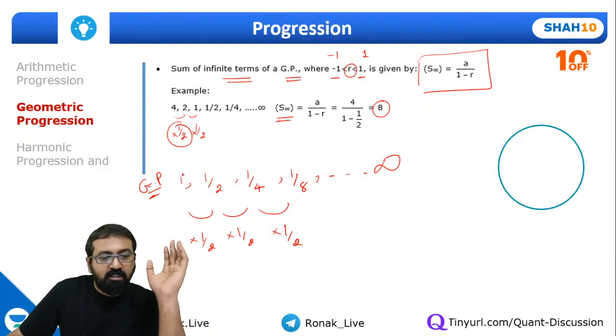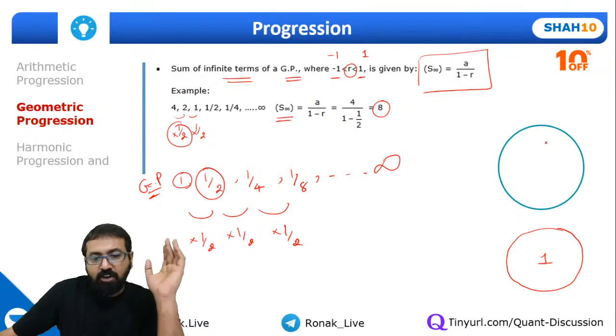Let me represent 1 by one full circle. So I'm taking one full circle. This is 1. Then I'm saying half. Half means I need to take half of the same circle. Assume that both of these are the same circle. So this is 1 unit.